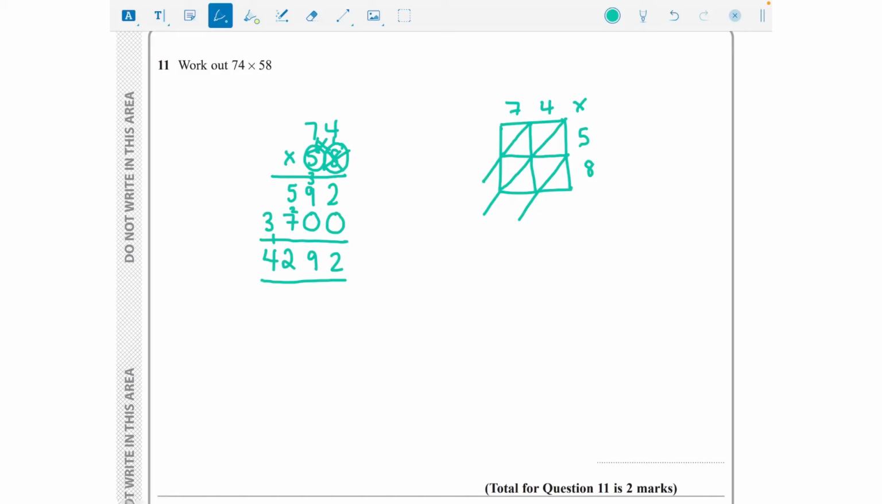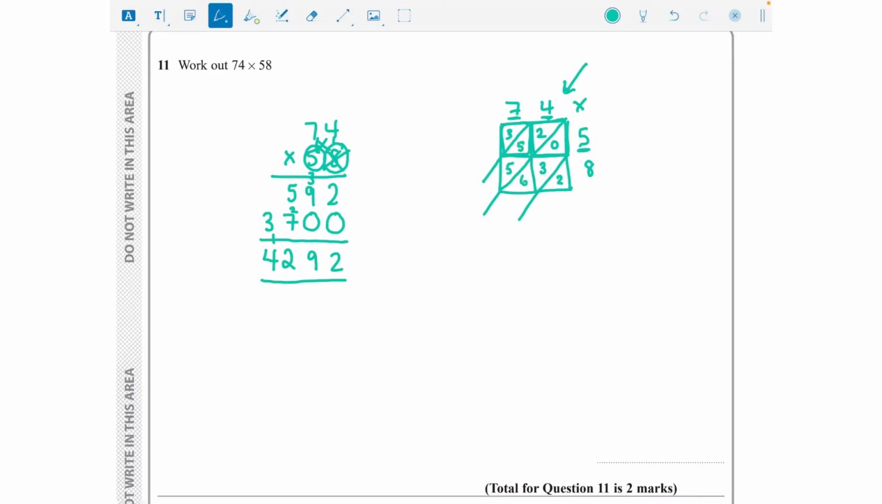So for this method on the right, 4 times 5, so I'm doing a number at the top times the number at the side. 4 times 5 is 20, so I put 2, 0 in that little box there. Then underneath I've got 4 times 8, which is 32. Over here in this box, I'm doing 7, because that's the number at the top, times 5, because that's the number at the side, 35. And then 7 times 8 is 56.